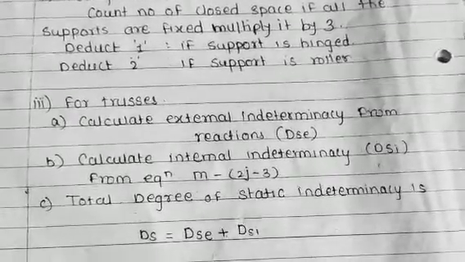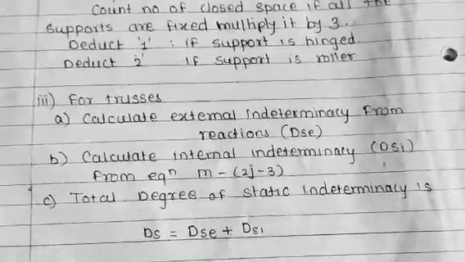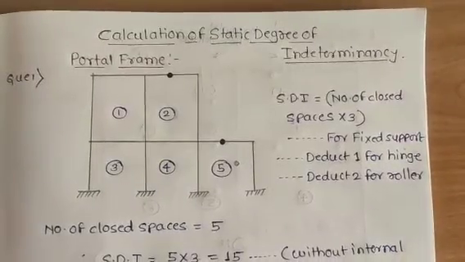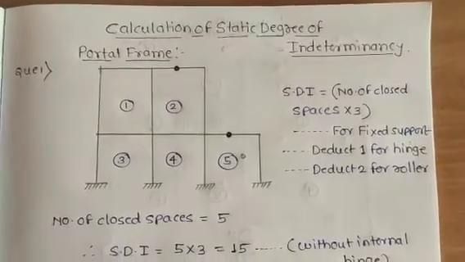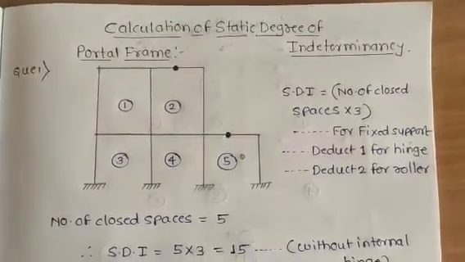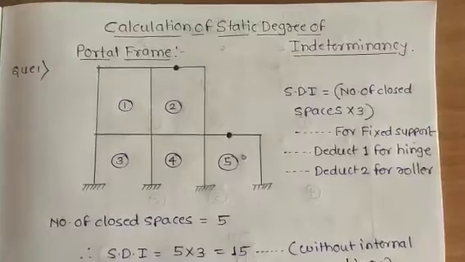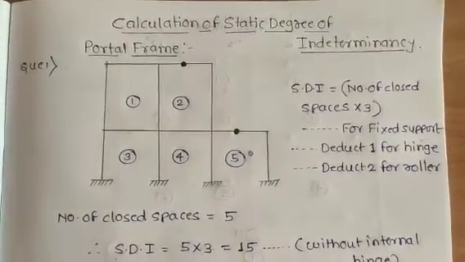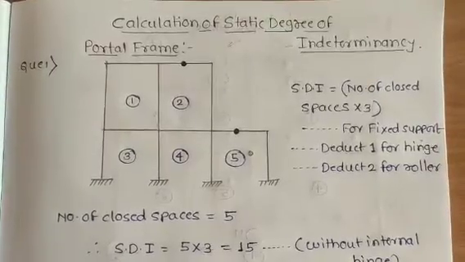Then we will discuss some examples here. In the last lecture we already completed how to calculate the static degree of indeterminacy for continuous beam and arches. Hence in this lecture we are going to discuss the problems related to the portal frame.